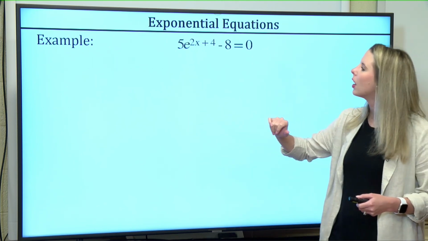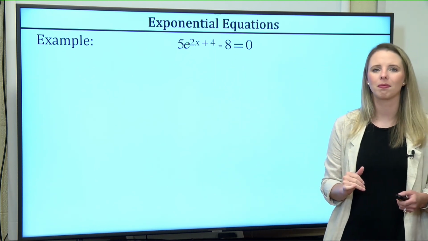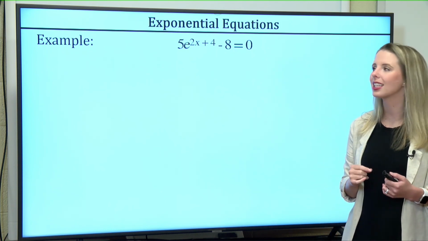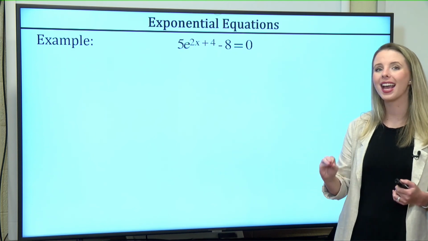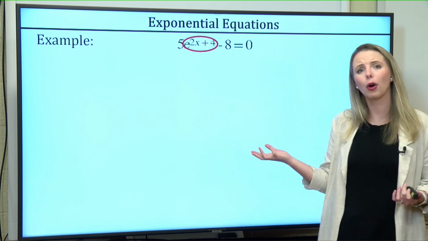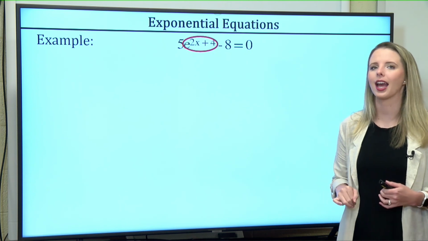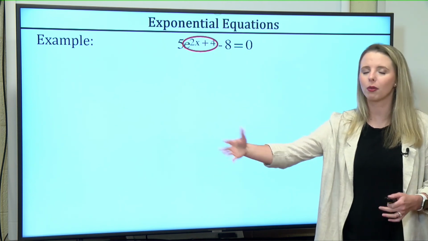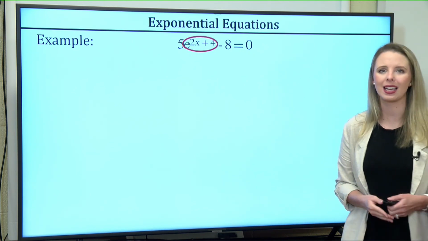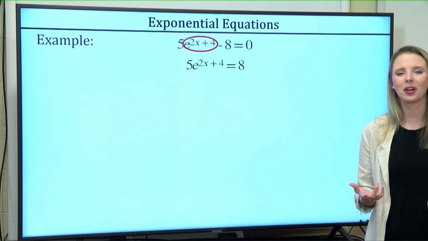So let's begin. We have 5 times e to the 2x plus 4 minus 8 equals 0. Now my goal is to eventually find out what x is. So step 1 is going to be to isolate my base and my exponent because I have to be able to get to x. So how are we going to do that in this problem? If this problem said 5x minus 8 equals 0, going all the way back to middle school, what would your first step be? To add 8 to both sides. That's exactly what we're going to do here.